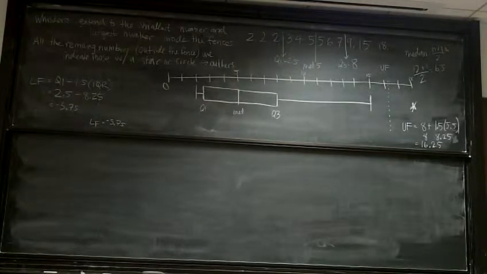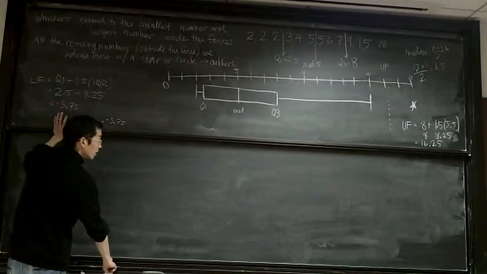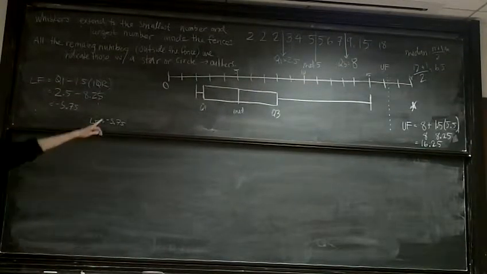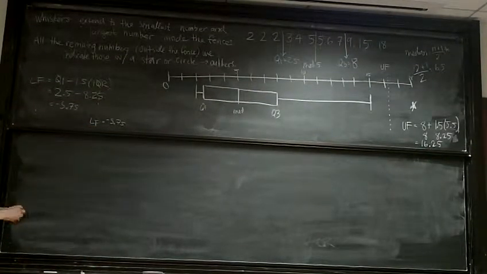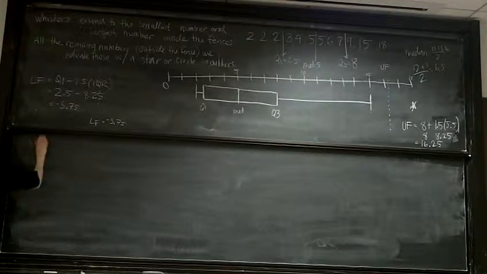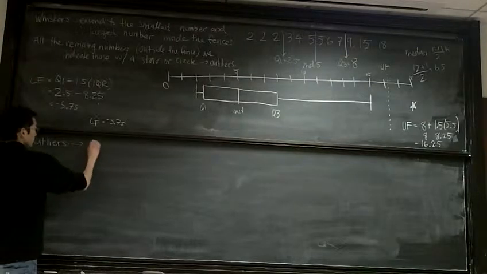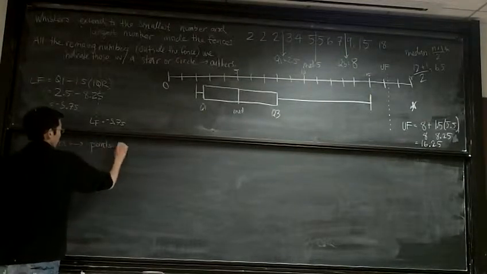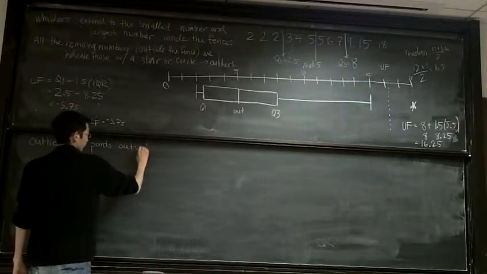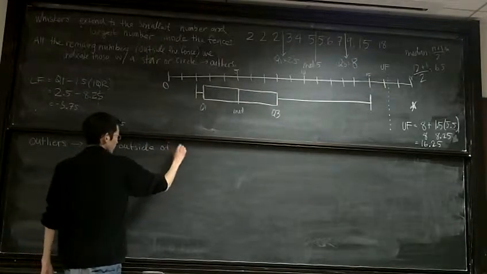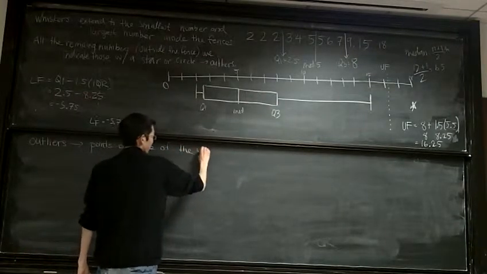Okay, and so the box plot helps. When we're talking about the box plot, we finally talked about the outliers. And these are points outside of the upper and lower fences.